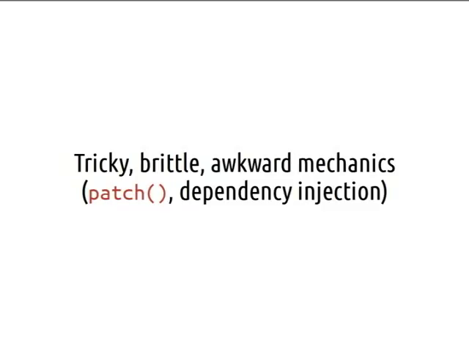This leads to kind of tricky, brittle, and awkward mechanics, right? And I find that it gets worse the larger the system gets, right? So examples for like patching or dependency injection look really nice when you're talking about a 10-line procedure, and they don't look so nice when you're talking about a 50,000-line system. Your mock is not the real library.